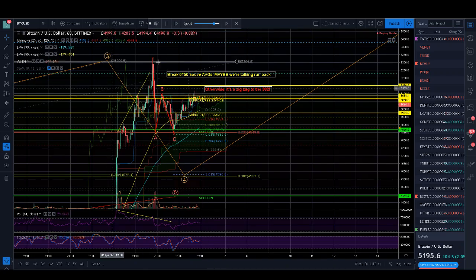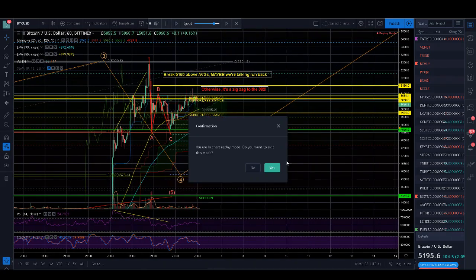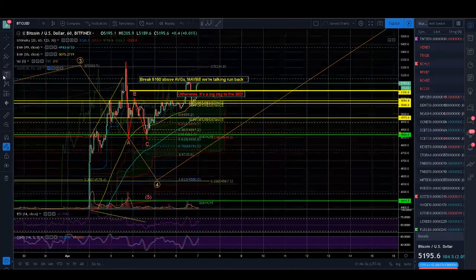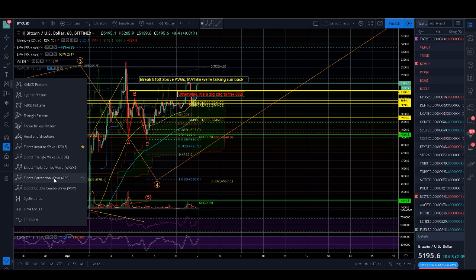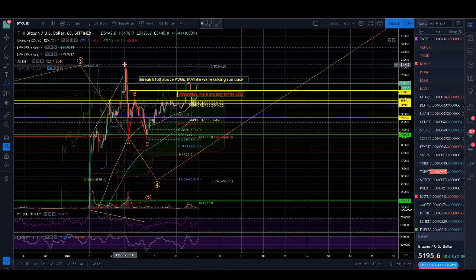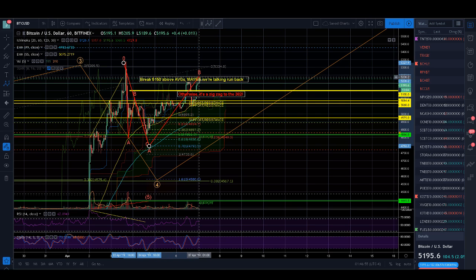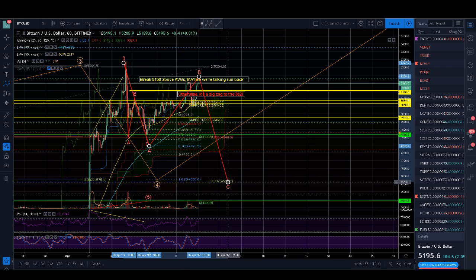So I want to clarify where I was talking and saying, oh, my model's so great on Twitter. I still think it is possible. So I want to share with you what I think could happen. I still think it is possible that my original count was just slightly wrong. Instead of it being an ABC with this C going down to my lower target for this wave 4, instead, it would be more like this. This whole move was an A, that whole move is going to be B, and then we're going to get a C that takes us down to that 0.382.